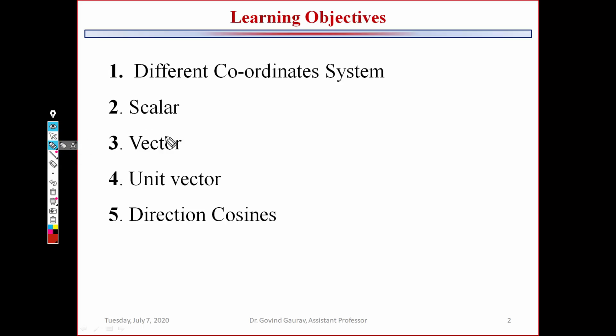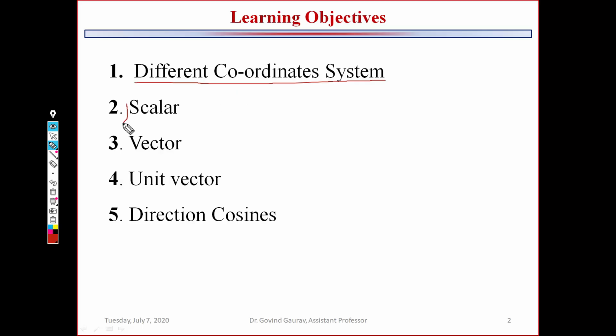Class, today we will discuss the following objectives. The first objective would be the different coordinate systems. We have three different types of coordinate systems. The first one is the Cartesian coordinate system. The second one is the cylindrical coordinate system, and the third one is the spherical coordinate system.